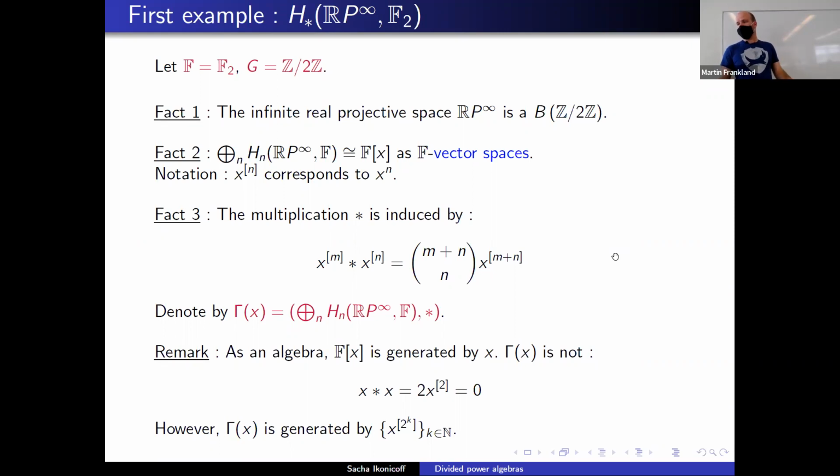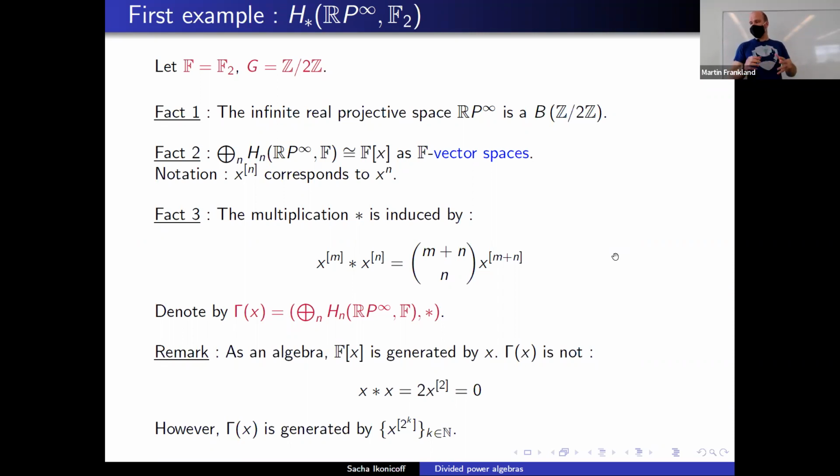And this, as a vector space, looks a bit like a polynomial algebra over one generator. So as a notation, I'm going to denote by X bracket n the elements that will correspond to the monomial X to the n. But the multiplication that I obtain with my shuffle maps is not the multiplication of polynomial. Instead, when I take an X bracket m and multiply it by an X bracket n, what I obtain is X bracket m plus n multiplied by a binomial coefficient m plus n, choose n.